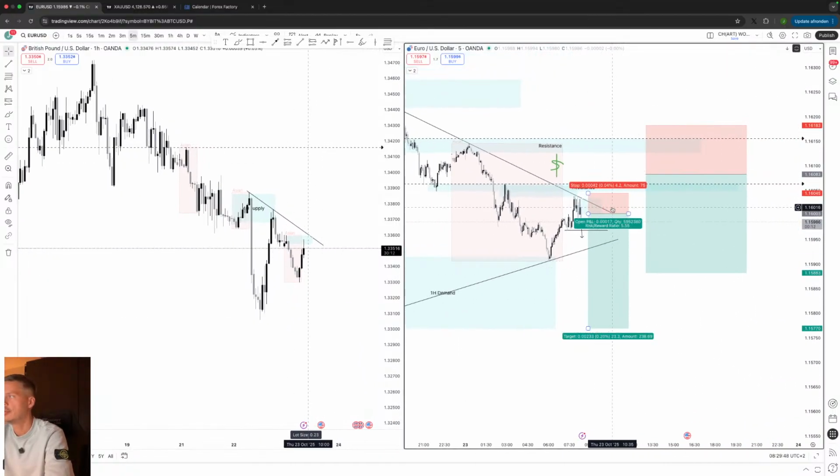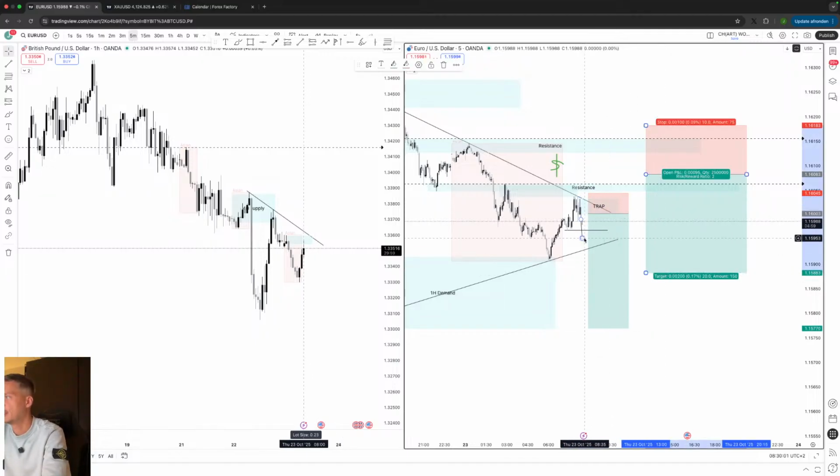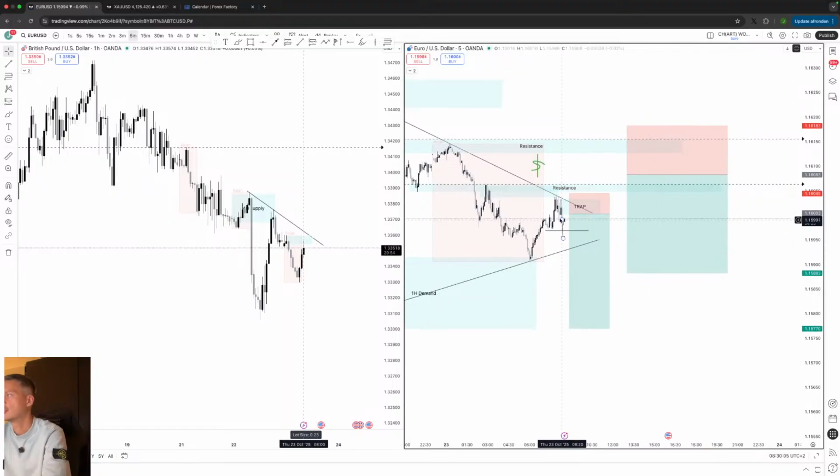This is not a trade I would take ever. So be aware, not going to take this trade. This is the trap. This is what we call a trap. And if we break bearish market structure, it will be the SMC trap. If it doesn't break market structure, it still is the trap, because this is an area which has liquidity above.